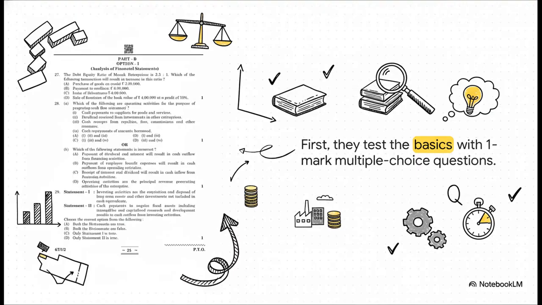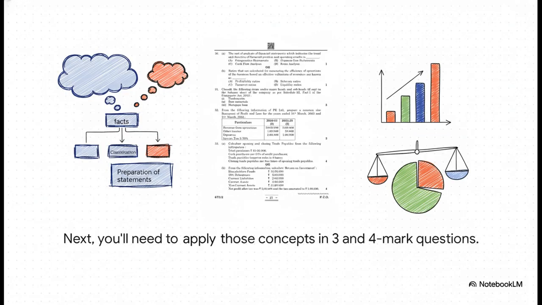Part B usually kicks off with these 1-mark multiple-choice questions. They're designed to be a quick check of your basic knowledge. Things like, is this an operating activity, or how does this transaction affect the debt-equity ratio? Quick recall is the name of the game for these. And then the difficulty starts to ramp up. You move on from just recalling facts to actually applying them in 3- and 4-mark questions. They might ask you to classify items on a balance sheet, or even prepare a whole common-size statement. This stuff requires a much deeper level of understanding.